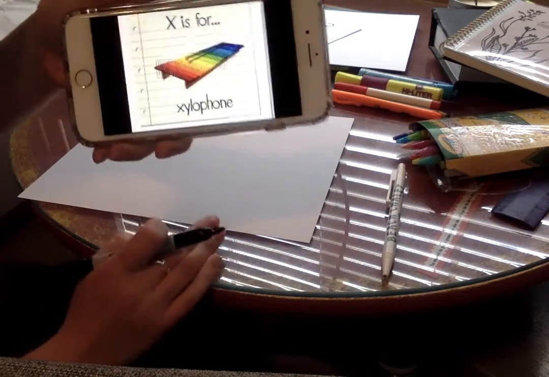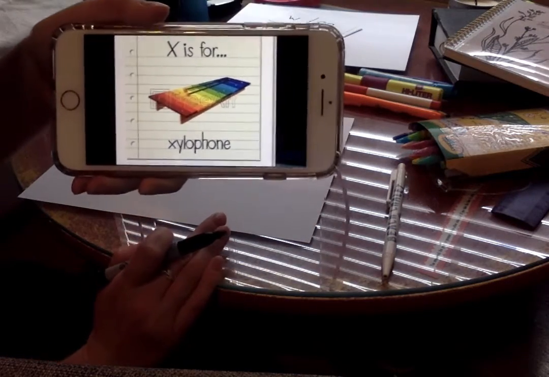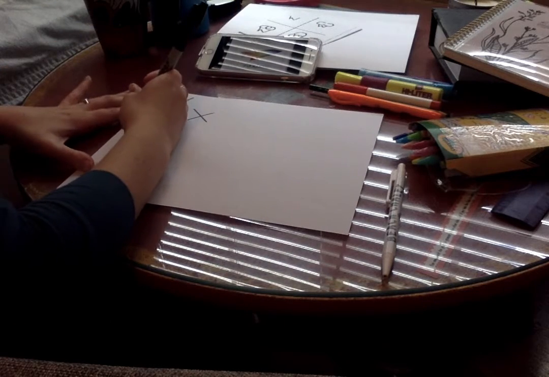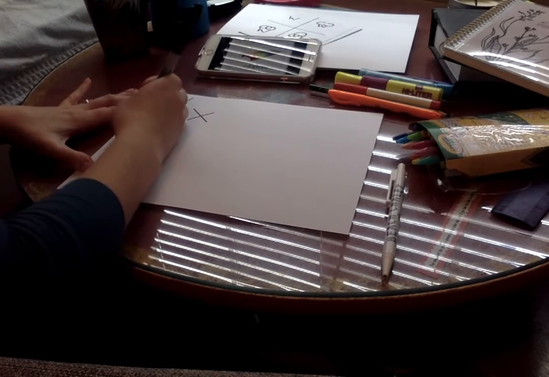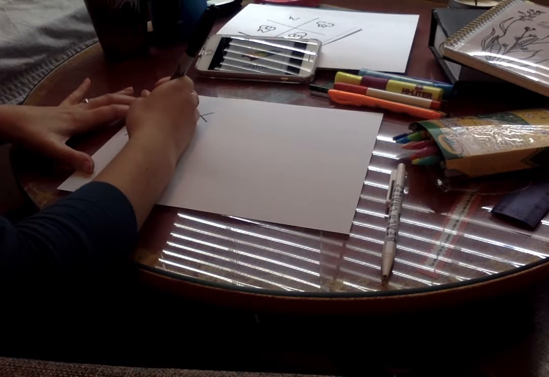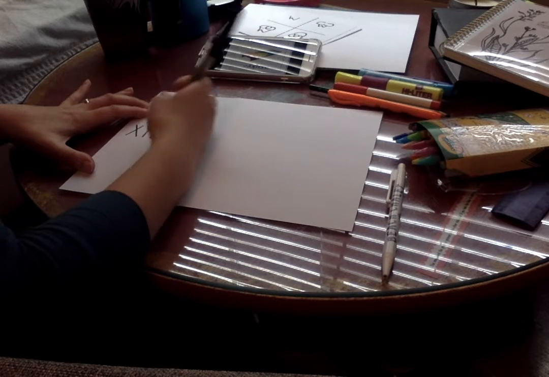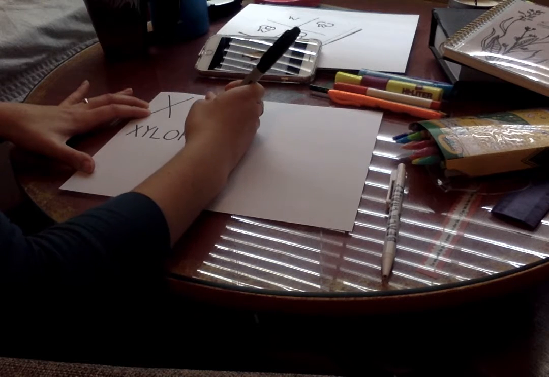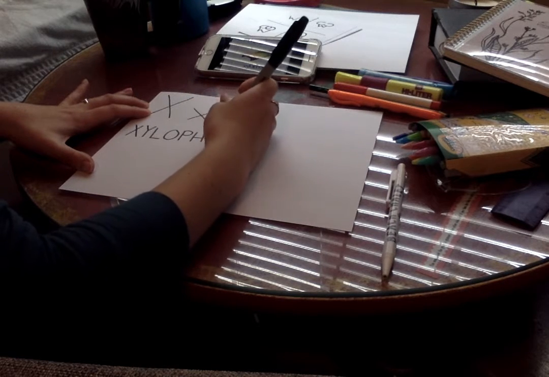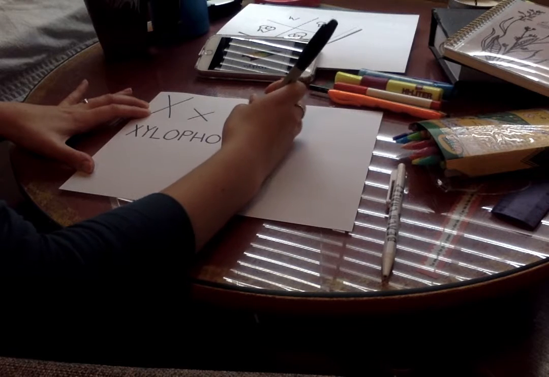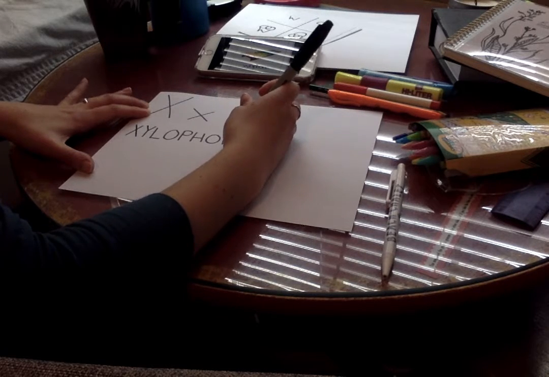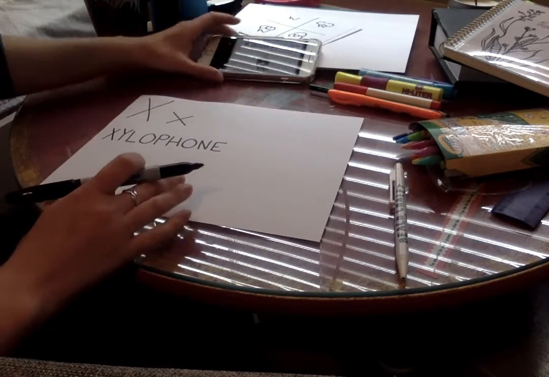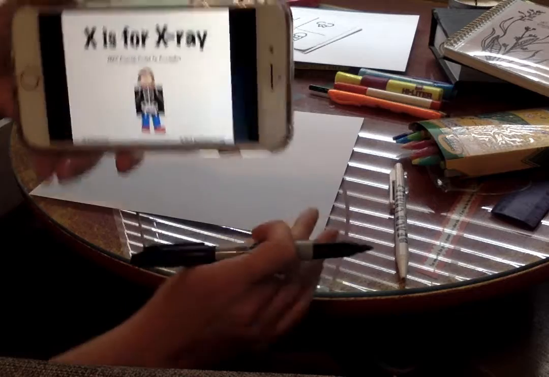So this first one is called a xylophone, and this is an instrument. It plays music. So that is spelled, it's a really silly spelling, you guys. X, Y, L, O, P, H, O, N, E. Xylophone.